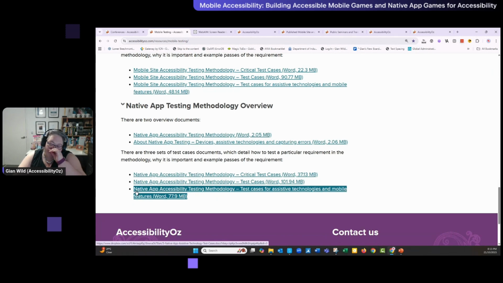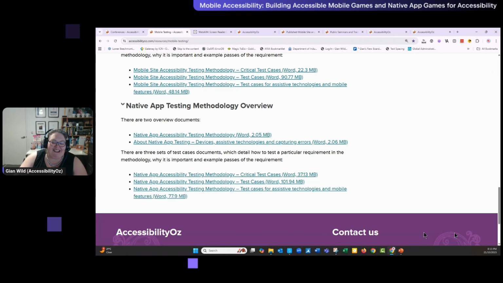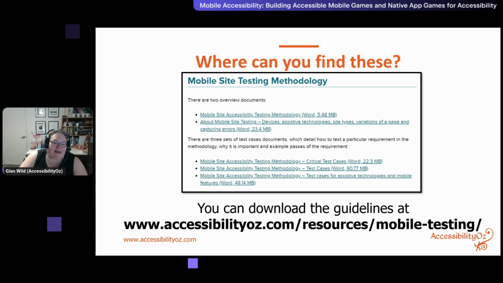I know Word documents, not great. We are trying to convert them into an online resource, but there's so much information there. So that's how they are available at the moment. And I also want to let you know, even though it's on the Accessibility Oz website, that doesn't mean it's actually an Accessibility Oz product.